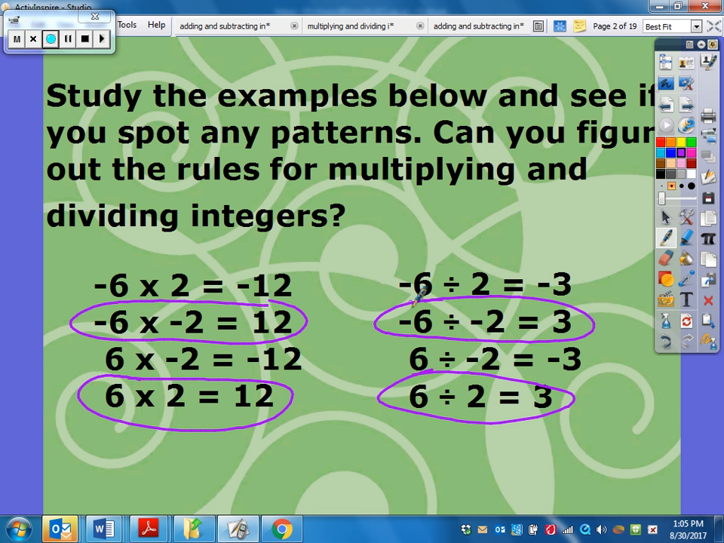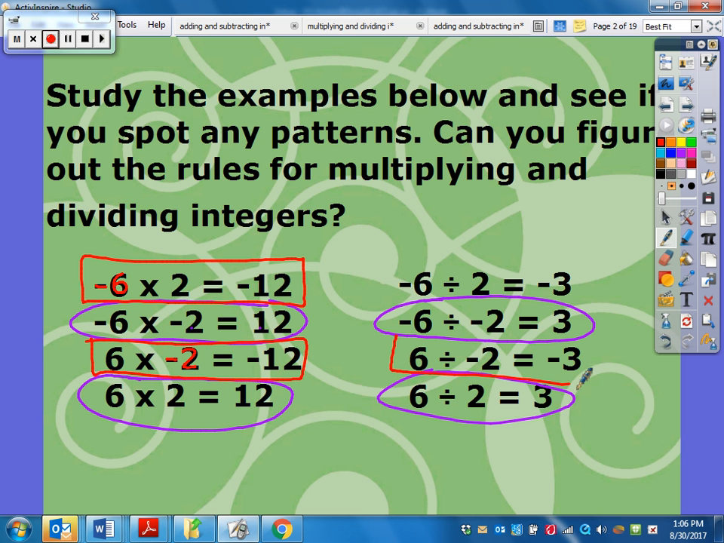So let's look at the factors. Both the factors are negative, then the answer is positive. That's the truth. The other ones have one negative factor and one positive factor. As you notice with these statements, it doesn't matter if the negative factor is smaller or if the negative factor is bigger, the answer is still the negative 12.